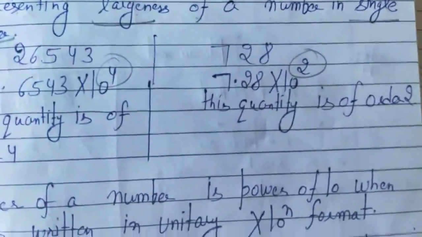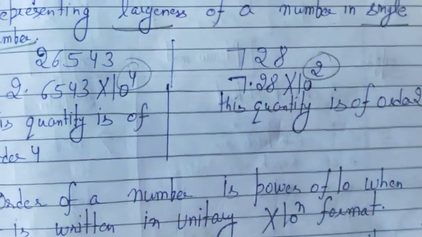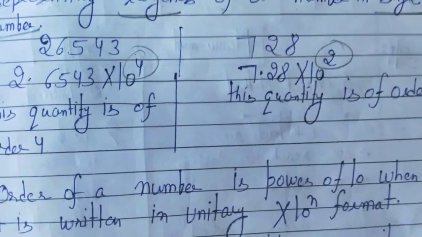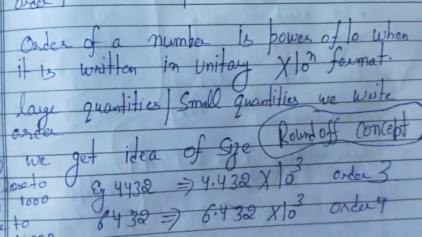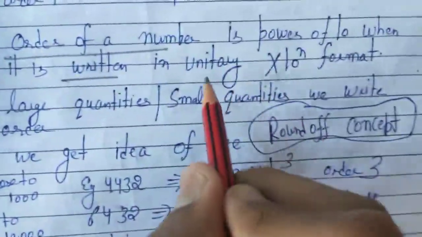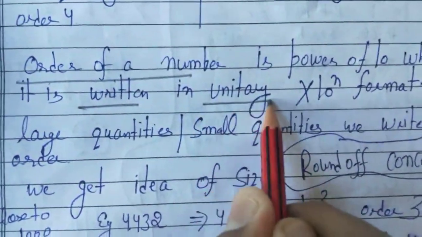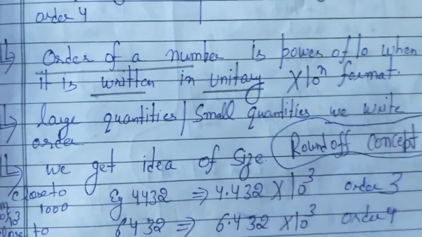7.28, 10 is to... After the decimal, how many digits remain? Make it the 10 is to power. So this is the way of writing the order of a number. How can we write the order of a number? The order of a number is written with a unitary digit, meaning only one digit will remain here, into 10 is to power n format.